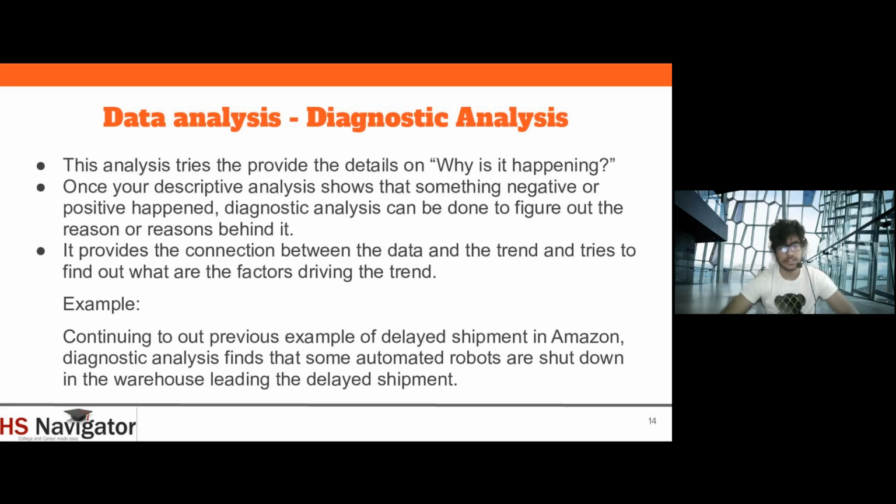Diagnostic analysis. This analysis tries to provide the details on why it is happening. Once your descriptive analysis shows that something negative or positive happened, diagnostic analysis can be done to figure out the reason or reasons behind it. It provides the connection between the data and the trend and tries to find out what factors are driving this trend. An example of a diagnostic analysis, continuing our previous example of the delayed shipment in Amazon: diagnostic analysis finds out that some automated robots are shut down in the warehouse, leading to the shipment delay.